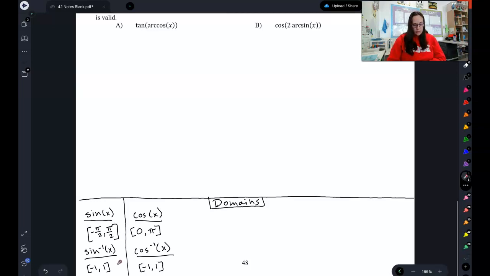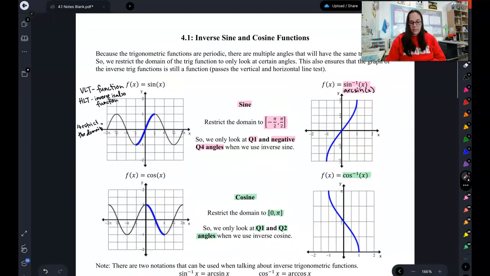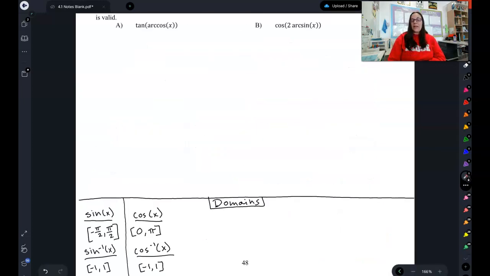Now, I also noted that the domain of the arcsine graph went from negative 1 to 1, and the domain of the arc cosine graph went from negative 1 to 1. And we talked about that up here. If you look at the arc sine graph, the domain is negative 1 to 1. Arc cosine, it's negative 1 to 1. And we will keep adding to this page in the next lesson as well when we talk about tangent, cotangent, cosecant, and secant. But for now, these are the domains that we've been working with so far.